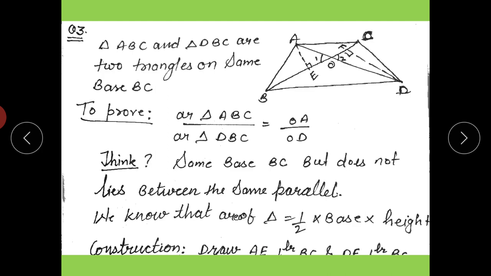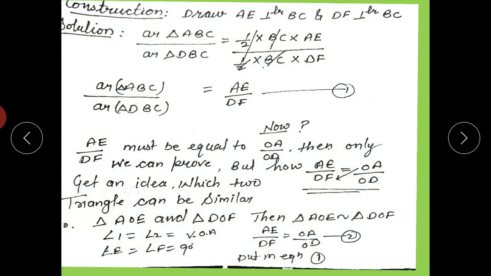Now the ratio is: area of triangle ABC upon area of triangle DBC equals half into base into perpendicular, that is half into base BC into AE, upon half into base BC into DF. Half cancels out half and BC cancels out BC, then AE upon DF. So area of triangle ABC upon area of triangle DBC is equal to AE upon DF. But what do I have to prove? I have to prove OA upon OD. It means that AE upon DF must be equal to OA upon OD. Then we are able to prove that question.